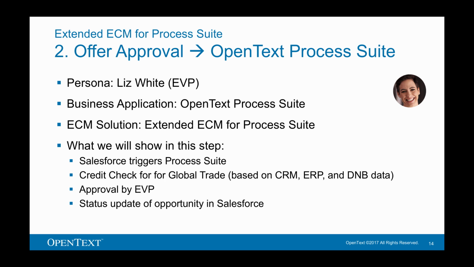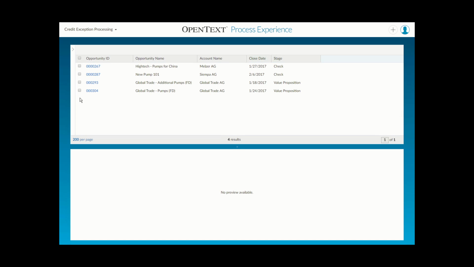What we will show in this step is how Salesforce triggers the Process Suite. We will then see how a credit check is carried out with a Process Suite for global trade based on data from CRM, ERP, and Dun & Bradstreet ratings. And finally, we will see how the approval is then done.